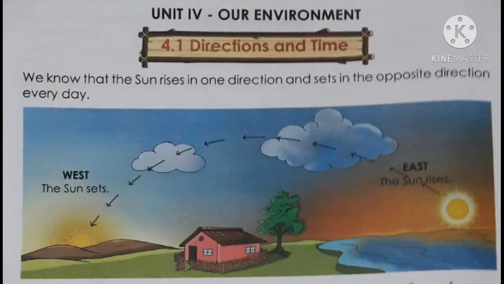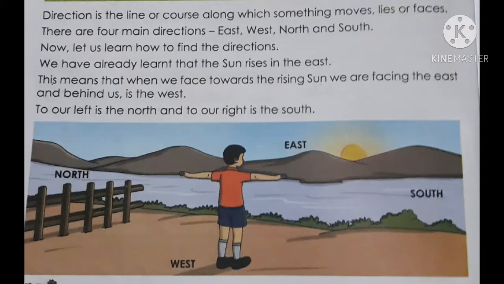We are going to learn a new lesson, 4.1 Directions and Time. We know that the sun rises in one direction and sets in the opposite direction every day. Children, in this picture you can see every day the sun rises in the east and sets in the west direction. You can see the sunrise and sunset in a day.